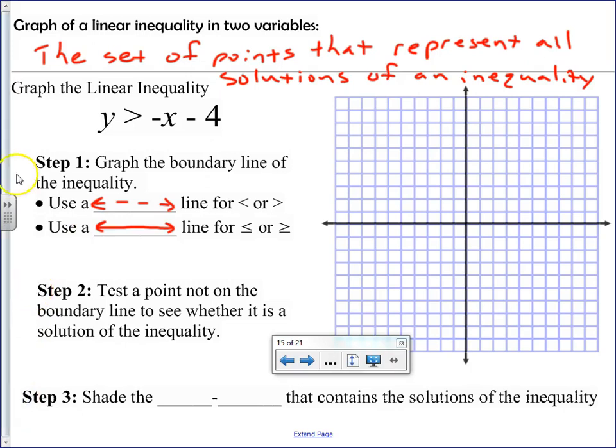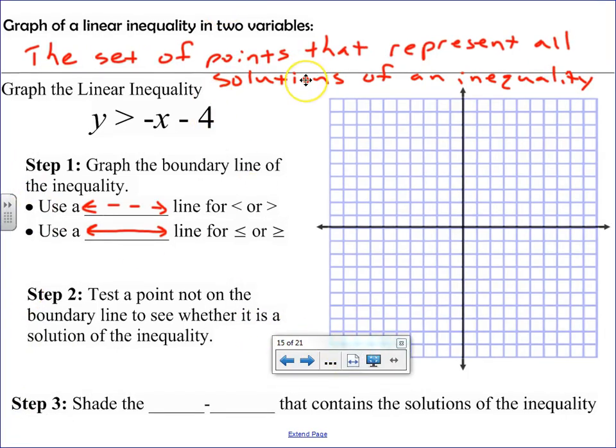Okay, so let's go step by step here. The graph of a linear inequality in two variables is just the set of all points that represent all the solutions. So the first thing we want to do is graph the linear inequality y is greater than negative x minus 4. If it's in slope-intercept form, we just graph it and pretend it's y equals negative x minus 4. We're going to graph a line for that because that's where the boundary line is.